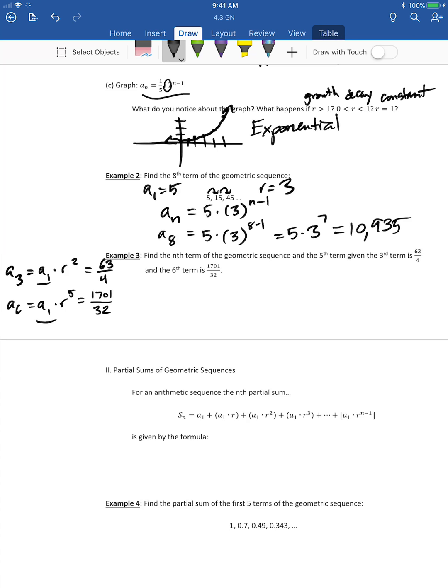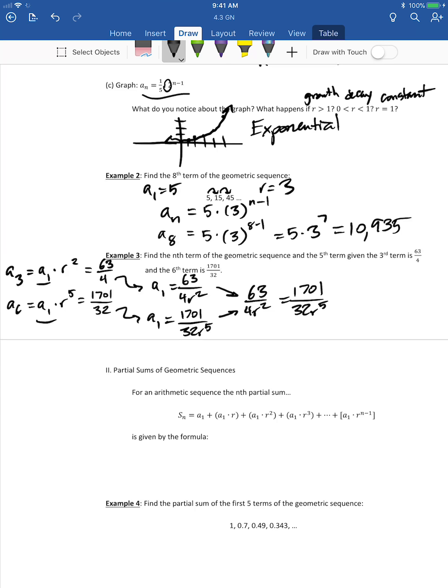why don't I try first solving for the first term, a sub 1. From the 3rd term expression that I have, if I solve for a sub 1, I just divide both sides by r squared, and I get a sub 1 equals 63 over 4 times r squared. If I do the same thing here, I get the first term equals 1,701 over 32 times r to the 5th. Now I'm going to set these equal to each other. They both equal the same thing, so I can set these two fractions equal to each other. 63 over 4r squared equals 1701 over 32r to the 5th.